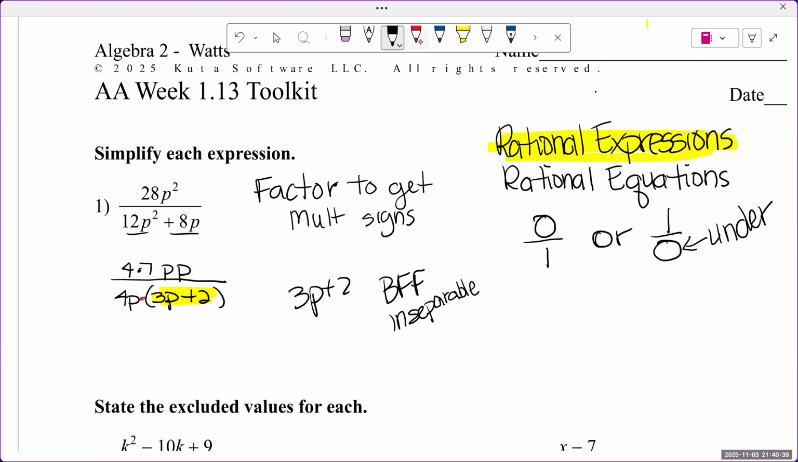So what can we cancel? Only things separated by times signs. Cancel the 4, cancel the p. So what do I have left? 7p over 3p plus 2. Can I cancel those p's? No, because that's a BFF couple. The 3p and the 2 are inseparable.